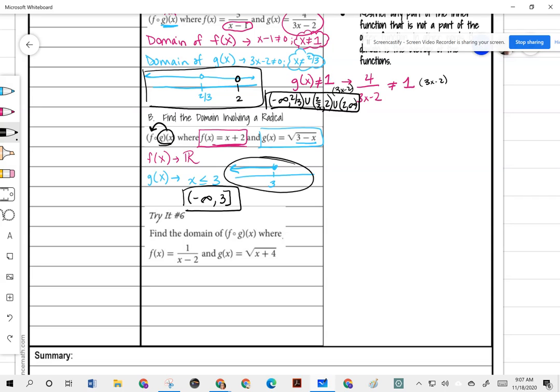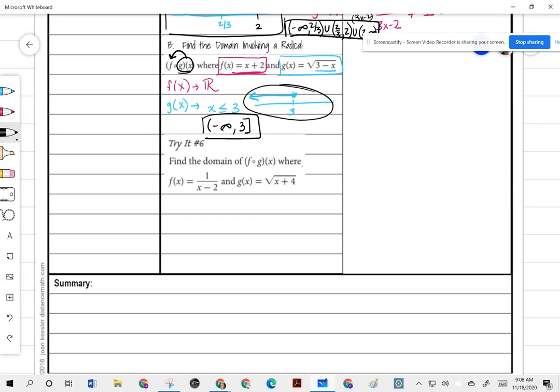So you guys go ahead and try finding the domain. I'm giving you a rational and a square root, and see how well you do.